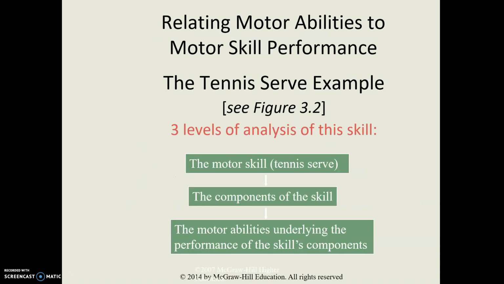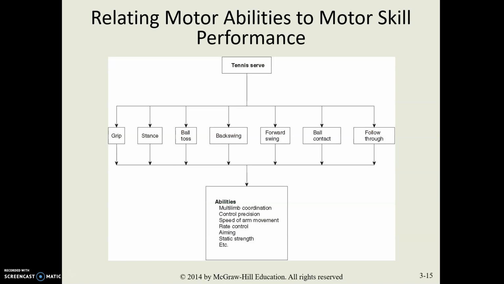So let's take a motor skill and see how this all fits together. First of all, I'm just going to use the tennis serve. When we break down a tennis serve, we call that a skill analysis, where we break it down into parts. We're going to break it into the components of the skill, and then take another step and look at the underlying motor abilities that would be necessary in order to perform that part of the skill. Hopefully most of you are familiar with tennis, so let's look at the tennis serve.